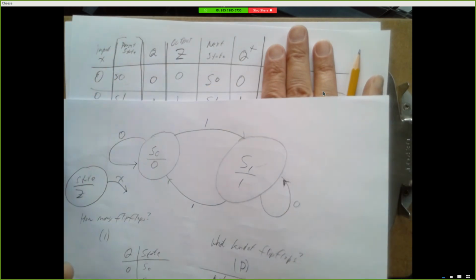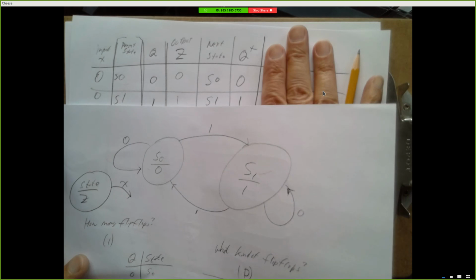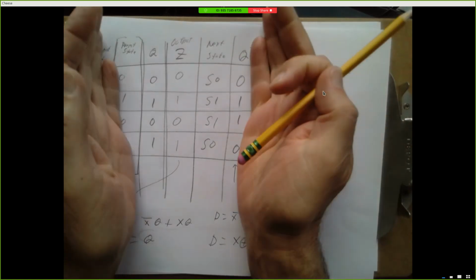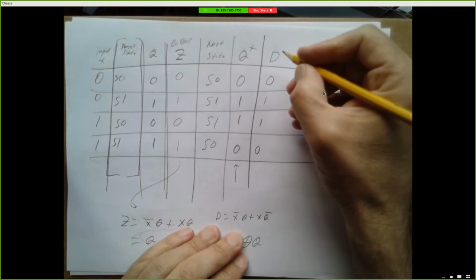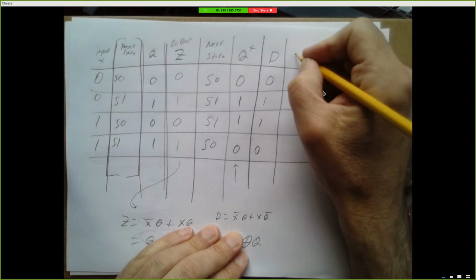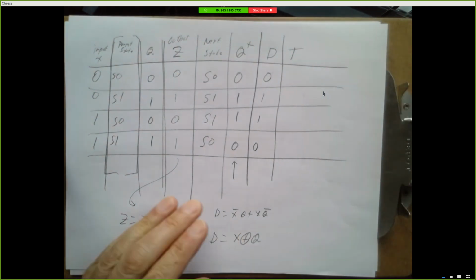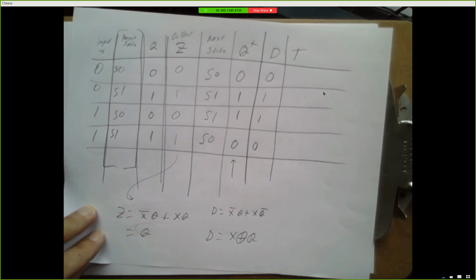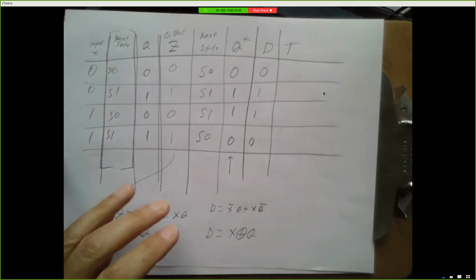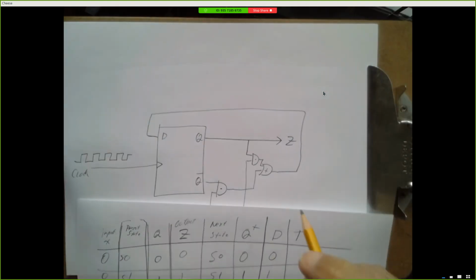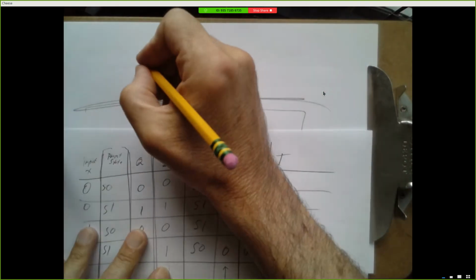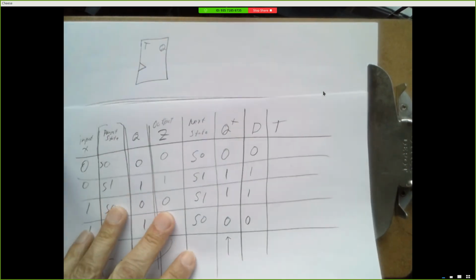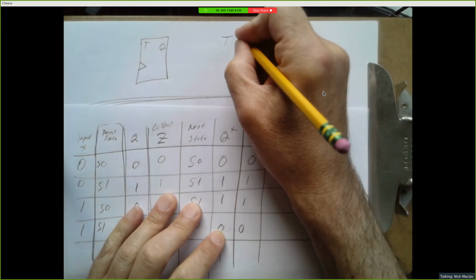That has nothing to do with what kind of flip-flop I'm using. So if someone hands me the same problem and says use a T flip-flop instead of a D, all of this is still good. The only thing that changes is this last column. Now I need to think about a T flip-flop. My output's still going to be the same, that's just going to be Q. But let's look at T flip-flops. So a T flip-flop, remember, looks like this. And it has the following behavior.